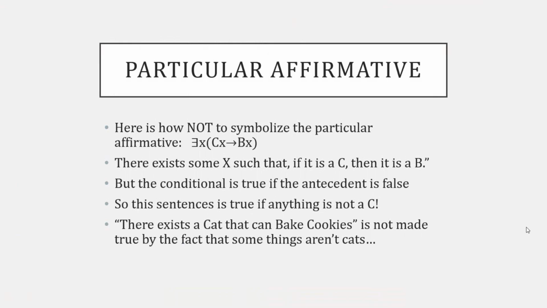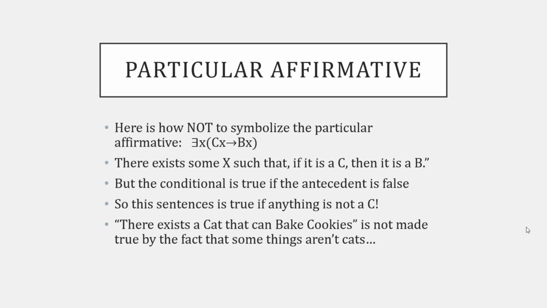A couple more. And again, here's how not to symbolize the particular affirmative. Don't do it the same way you did the universal affirmative. Don't do that. So this sentence says there exists some X such that if it is C, then it is a B. But this sentence is really easy to make true, because the conditional is true anytime the antecedent is false.